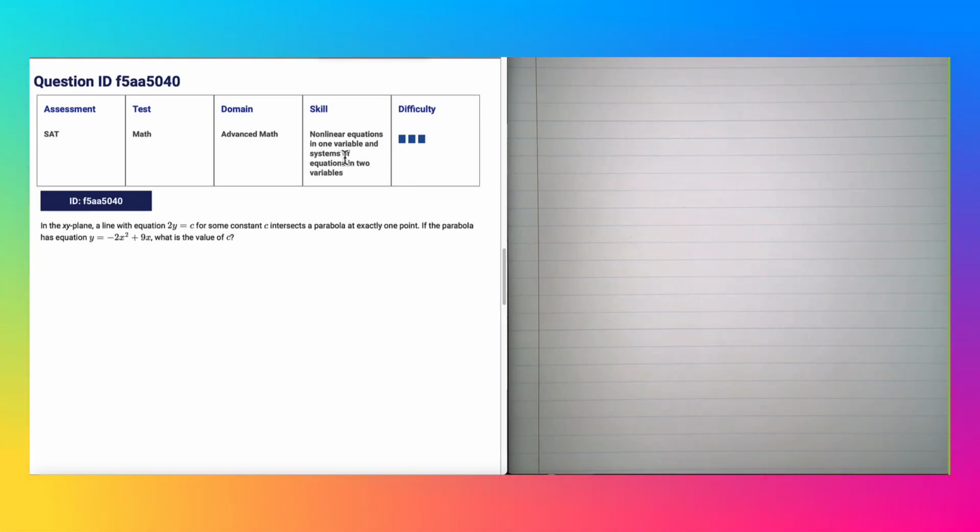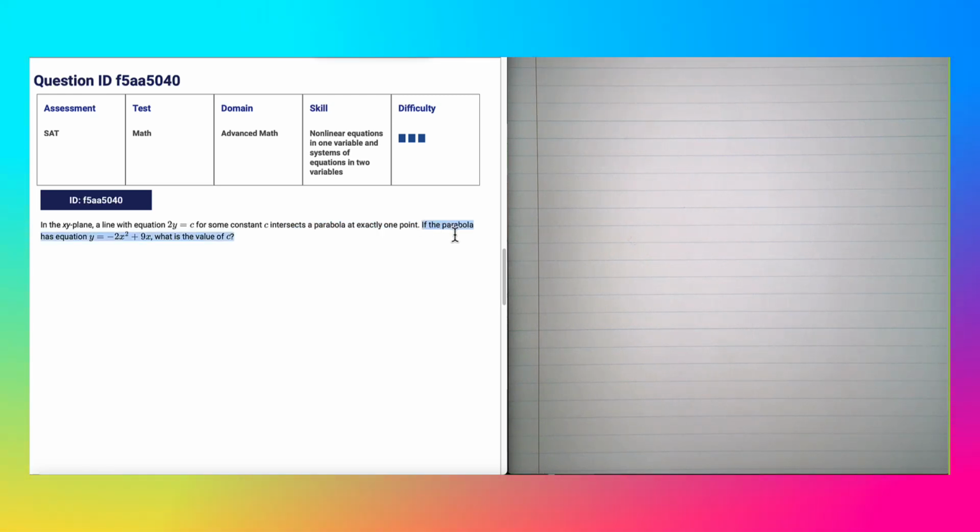This is actually my 28th problem of advanced SAT math. So in the xy plane, a line with the equation 2y equals c, for some constant c, intersects a parabola at exactly one point. Okay, when they say that, there's a good chance we have to pull out the discriminant formula and set that equal to 0. So that's something that should pop in your mind when you read this.